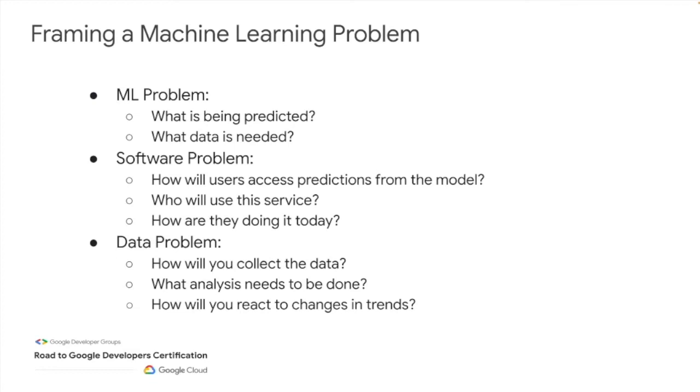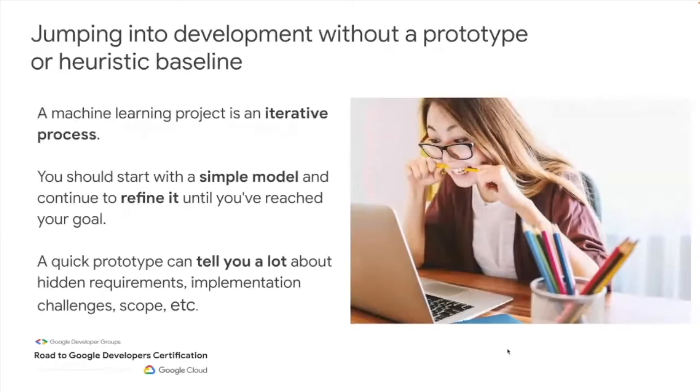And then what analysis needs to be done? Do things need to be analyzed before? How do you react to the changes in trends? So you really have to think of a bunch of things in order to frame a machine learning problem. And then if you think about it, you don't want to jump into development without a prototype or a baseline, right? You want to iterate a bit.